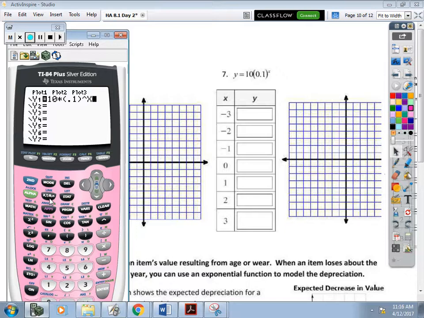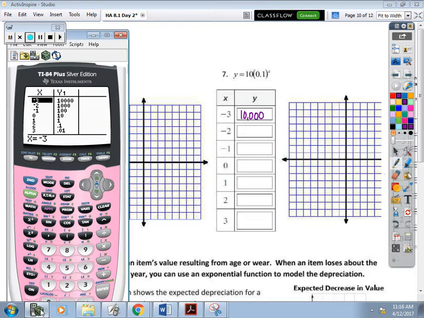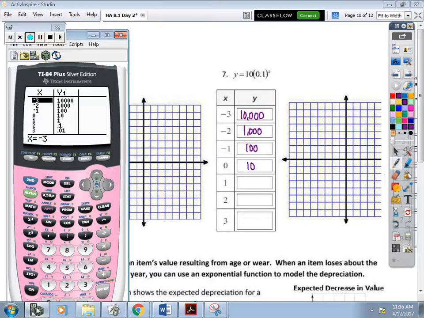And we will press second graph to get our table, and then we can just fill in what we see. So I see 10,000, 1,000, 100, 10, 1. Then if you want to do the decimals, you can, or you could also put 1/10, 1/100.